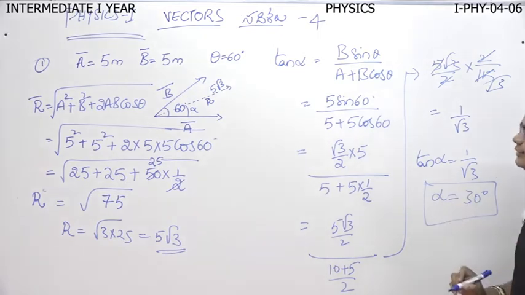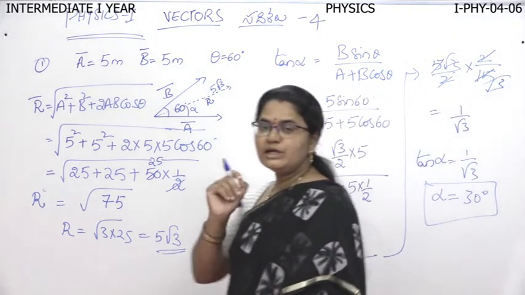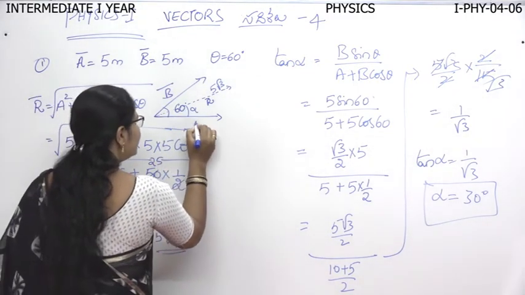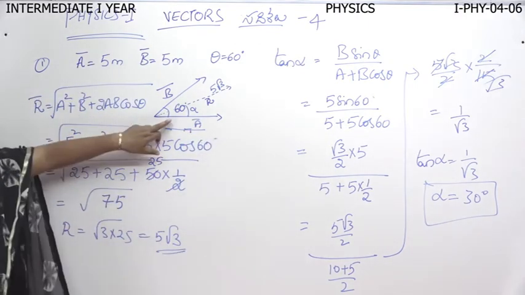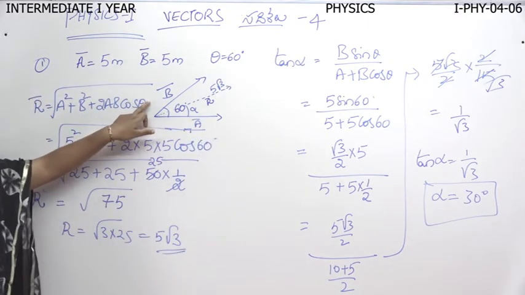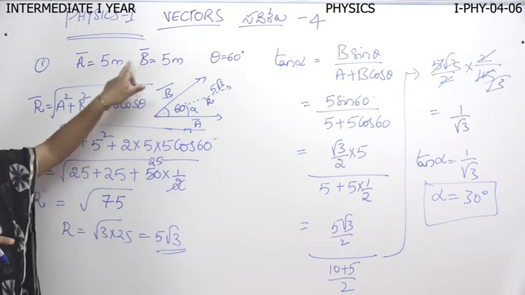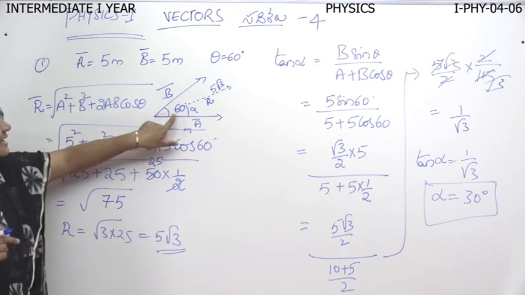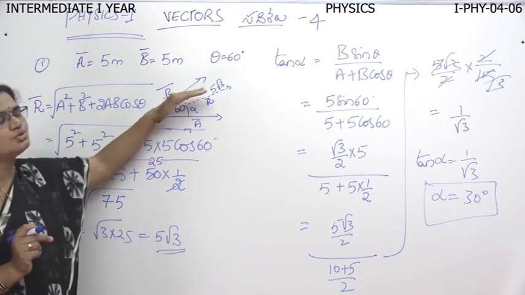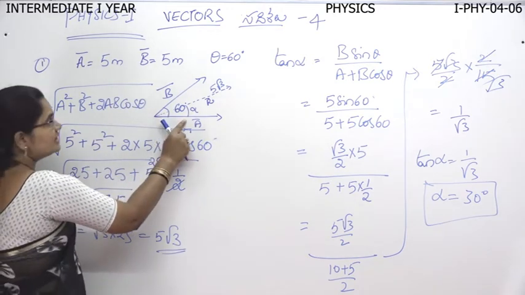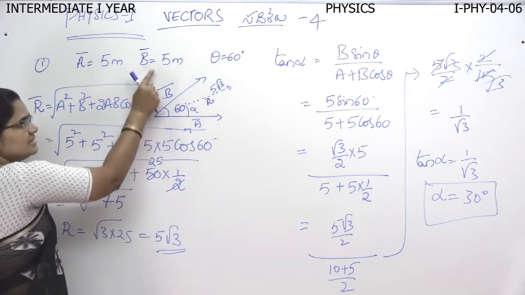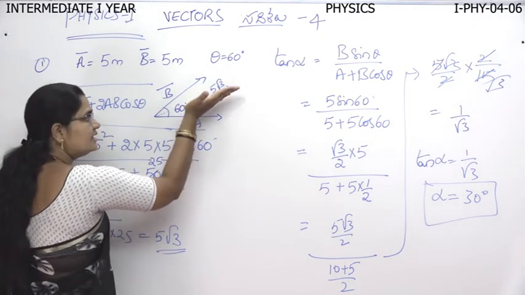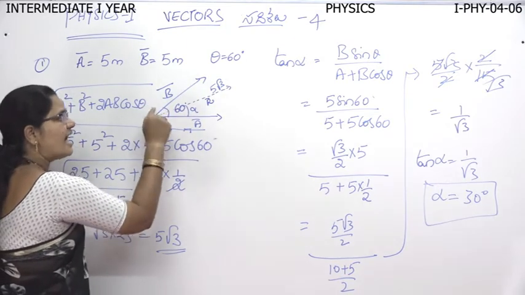So here you got a conclusion. What is that? If the magnitudes of the two vectors which you are going to add are the same, then the resultant vector bisects those two vectors. The magnitude of vector A is 5 meters, B is 5 meters. As both the vectors are the same in magnitude, the resultant vector bisects the angle between the two vectors.